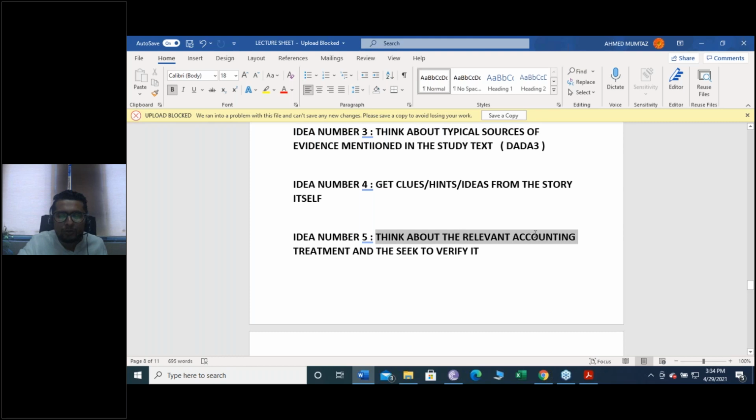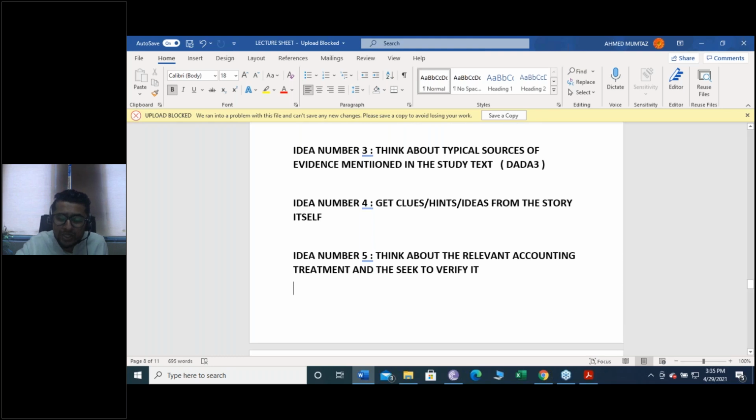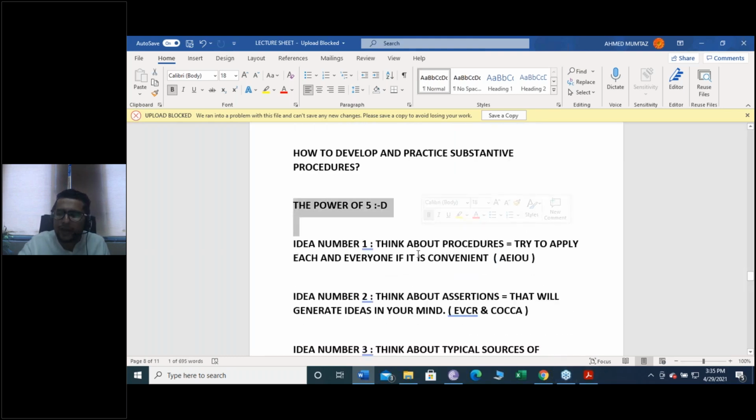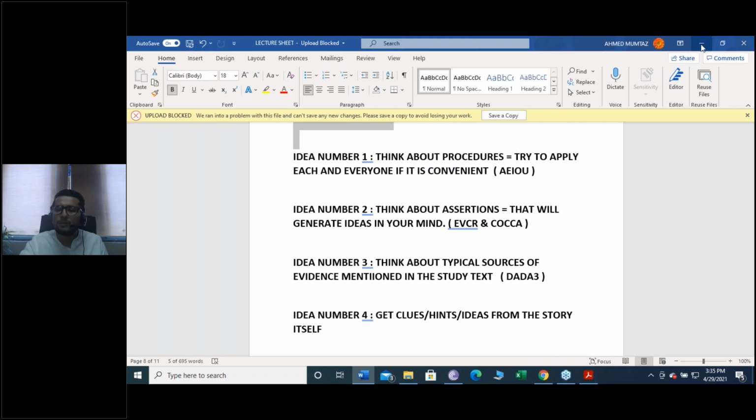Last but not the least, the 5th idea of developing the substantive procedure is you need to think about the relevant accounting treatment and try to verify it. So if the examiner is having a discussion regarding the inventory, you need to think about what the standard of inventory says. The standard of inventory says that inventory should be valued at lower of cost, NRV. So you might want to verify the NRV. You might want to verify the cost. So this is how you are going to develop procedures. If you are comfortable with these 5 ideas, the power of 5, you are not going to face any problem.